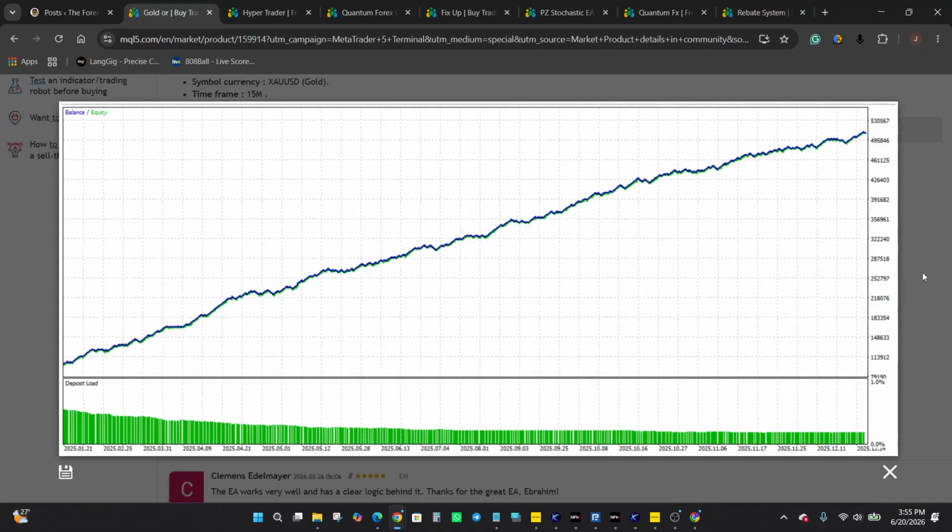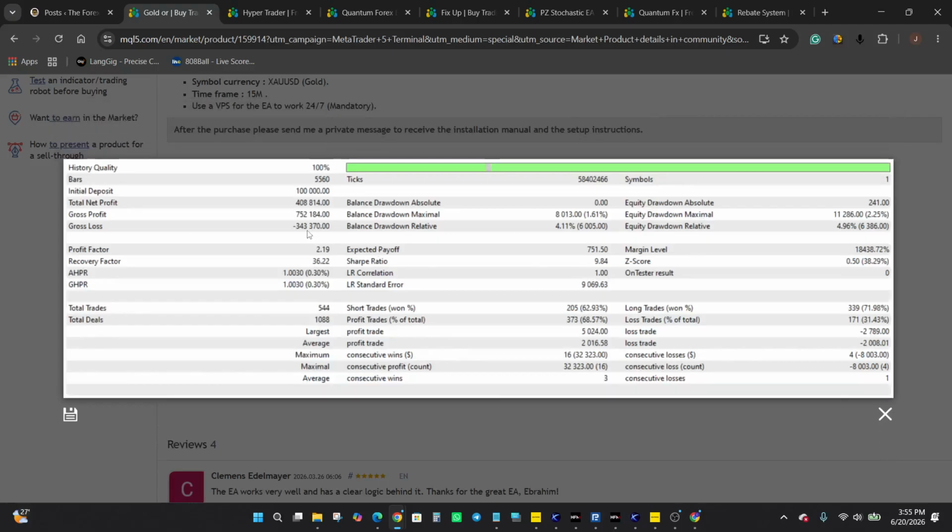As we review the historical testing results, it is important to remember that backtests provide insight into how the strategy performed under past market conditions rather than predicting future outcomes. Based on what is provided here on this page, I can see the equity and balance curve is pretty interesting. It's a smooth one, steady growth over time. And then looking at the results proper, I can see that the EA seemed to have generated over 400%.